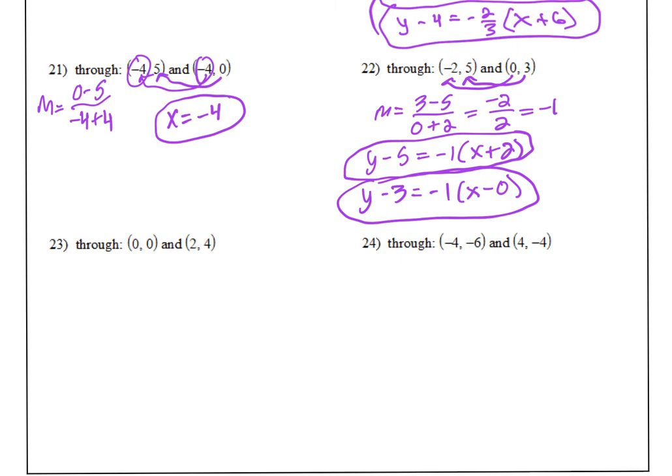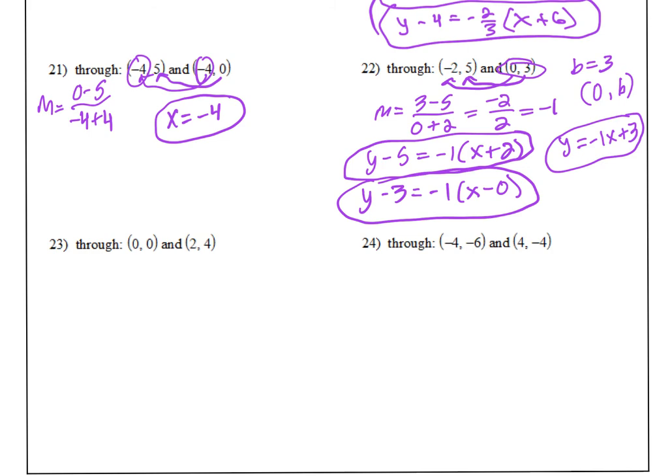Now, because of this point being 0, 3, that's actually giving us the y-intercept. And so if you realize that, slope-intercept form is pretty easy here because you do y equals negative 1x plus 3. But that only works when it's 0 comma something. That 0 comma whatever that number is, is telling us our y-intercept.